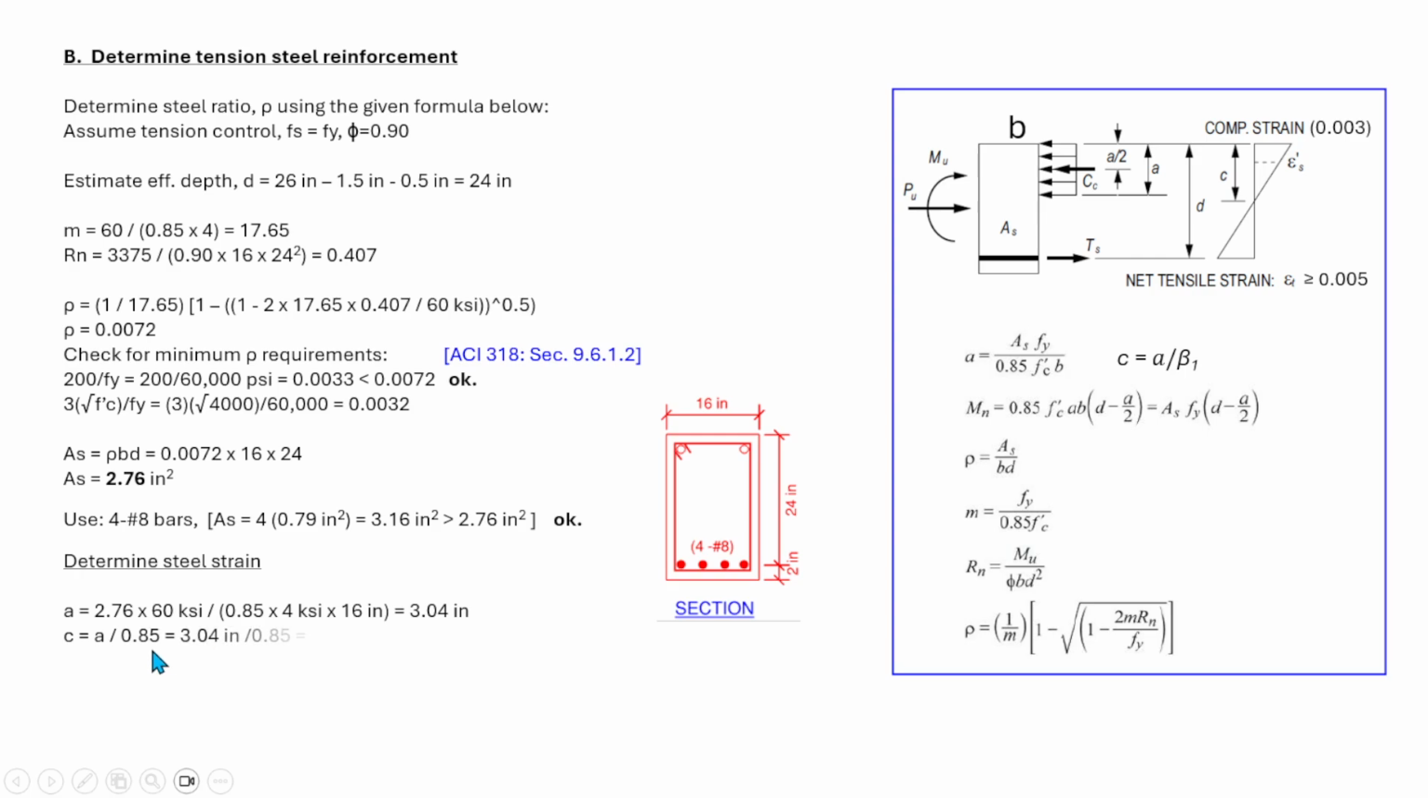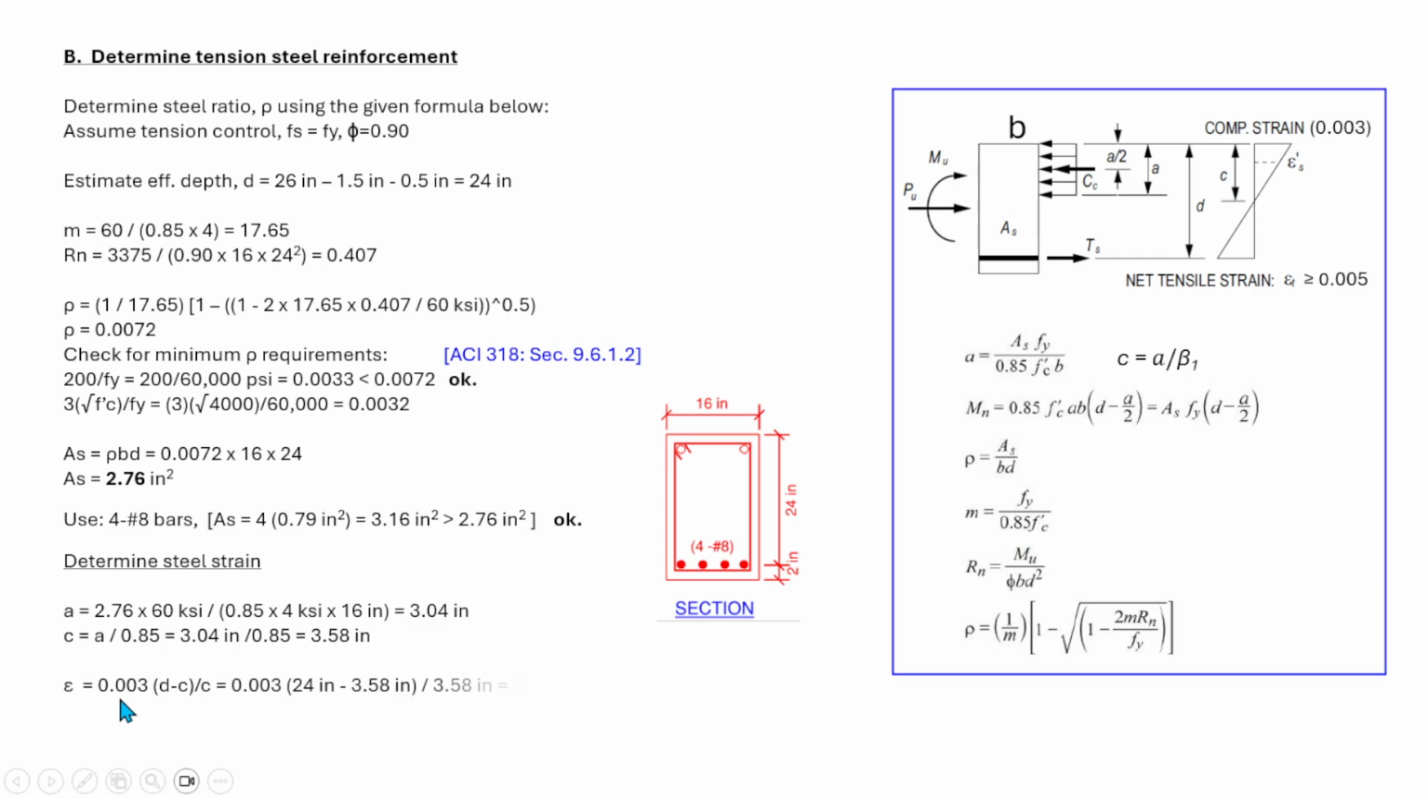So next we need to calculate the value of c, the location of the neutral axis, because we have already determined the value of a. So c is equal to a over 0.85, that is equal to 3.04 inch over 0.85, and that is equal to 3.58 inch. That is the location of our neutral axis.